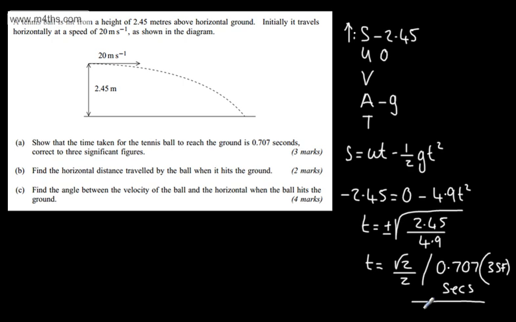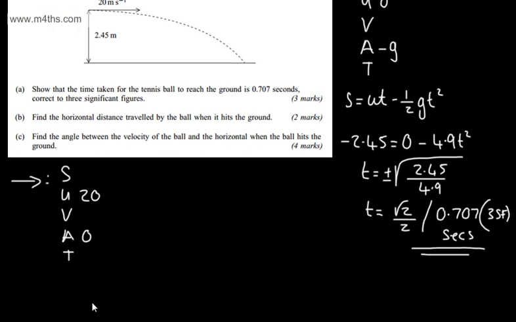So that's the first part done. We simply considered the vertical motion. We're asked to find the horizontal distance travelled by the ball when it hits the ground. So let's now consider the horizontal motion, collecting information using SUVAT. Initially the velocity is purely horizontal, so we can say this is 20. We know that the acceleration is going to be 0, and the time is root 2 over 2. I like to keep the exact values.